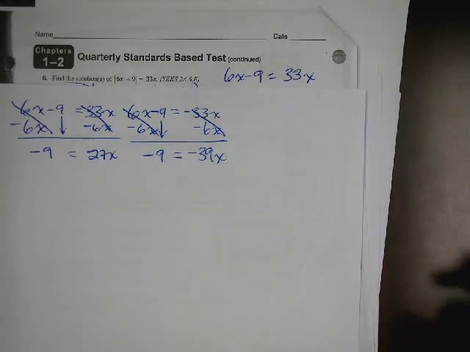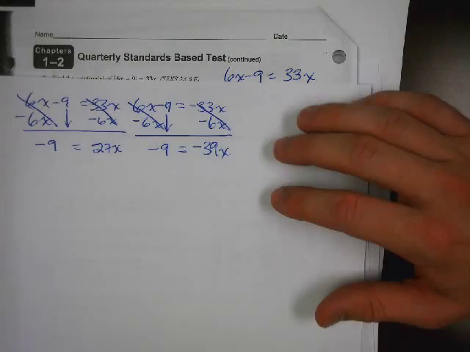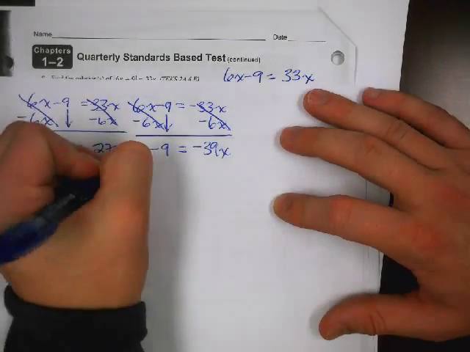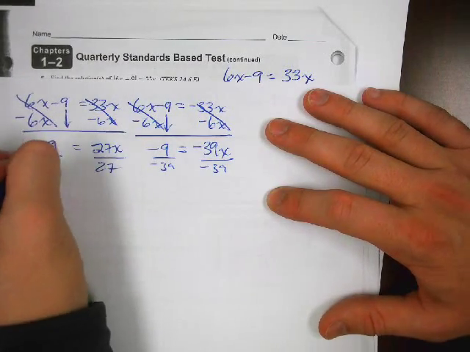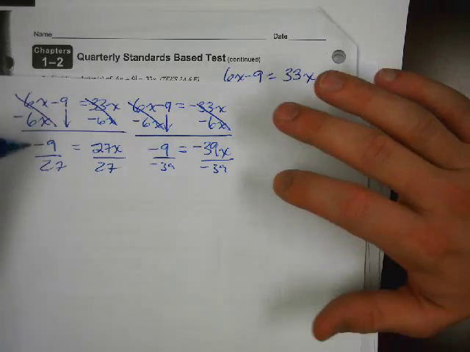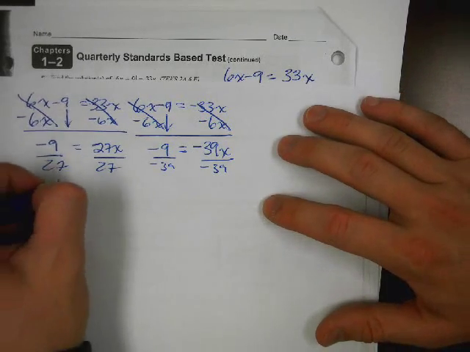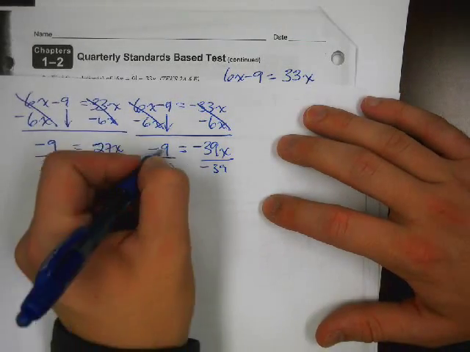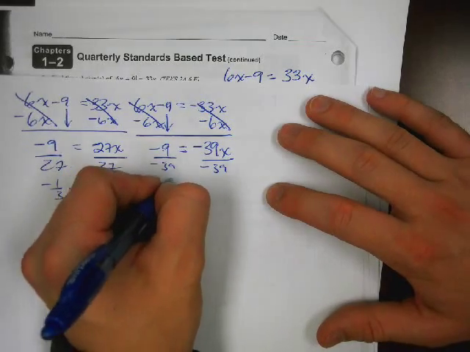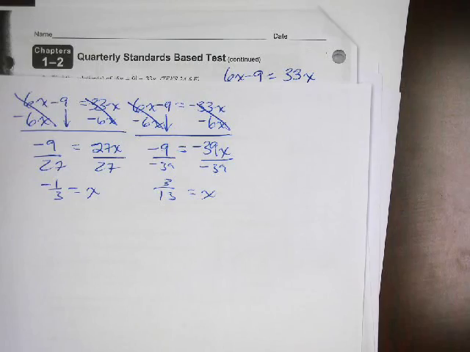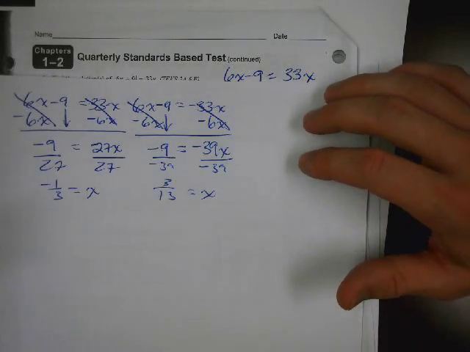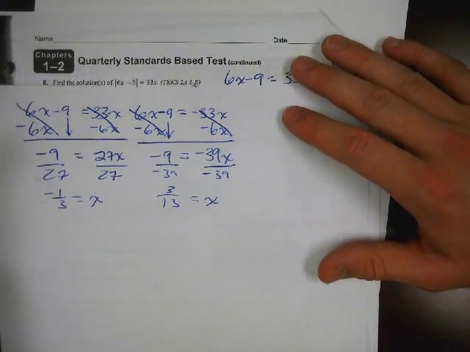All right. Now we'll divide through. Okay, so 9 over 27 will reduce down to negative 1/3, and negative 9 over 39 will reduce down to positive 3 over 13. And we need to make some decisions about which solutions we're going to accept and which solutions we're going to reject.